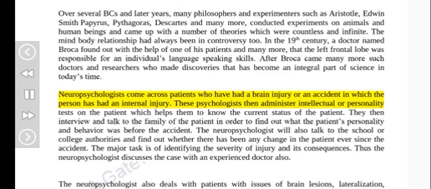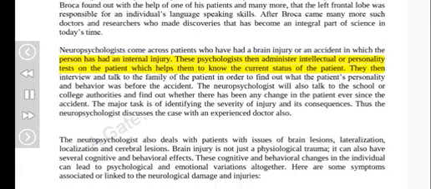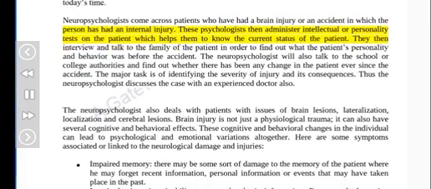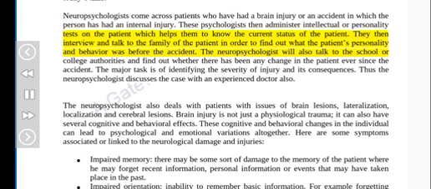Neuropsychologists come across patients who have had a brain injury or an accident in which the person has had an internal injury. These psychologists then administer intellectual or personality tests on the patient which helps them to know the current status of the patient. They then interview and talk to the family of the patient in order to find out what the patient's personality and behavior was before the accident. The neuropsychologist will also talk to the school or college authorities and find out whether there has been any change in the patient ever since the accident.